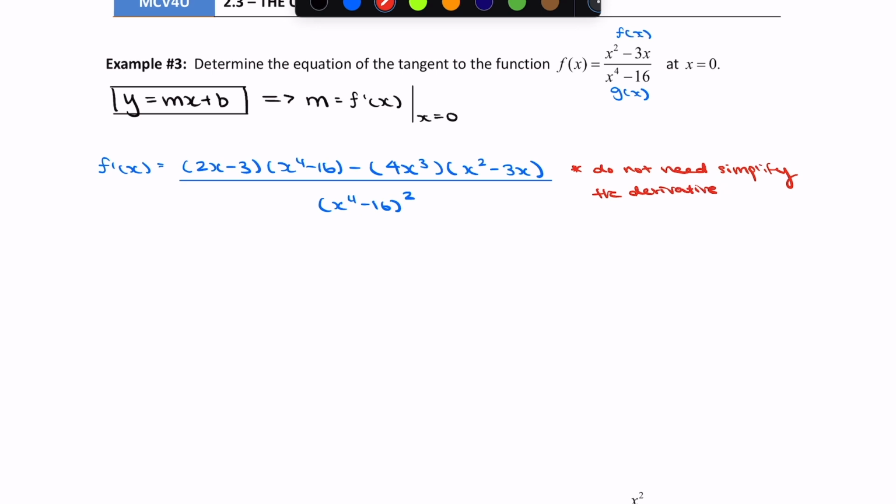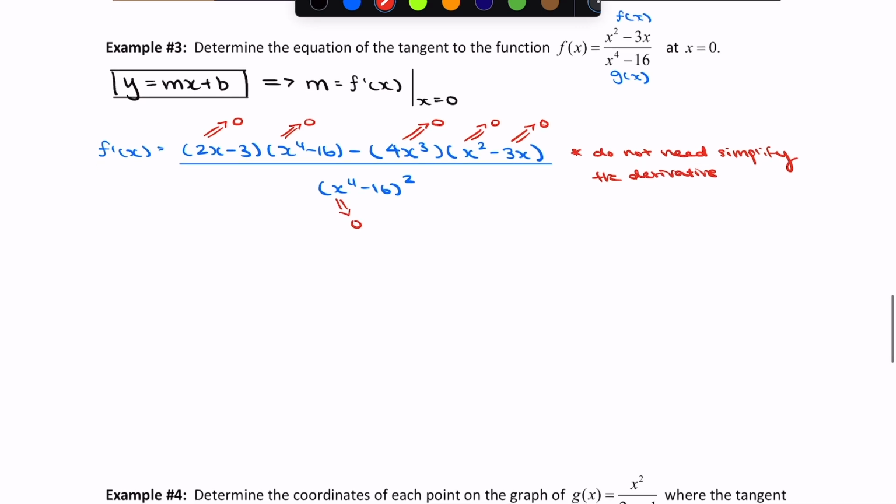Rather, we can just sub it into the equation. So 2x, x is equal to 0, so that's going to be 0. This is going to be equal to 0. This entire term is going to be equal to 0. This is equal to 0, and this is equal to 0 as well. Bottom, sub that in, that will be equal to 0.